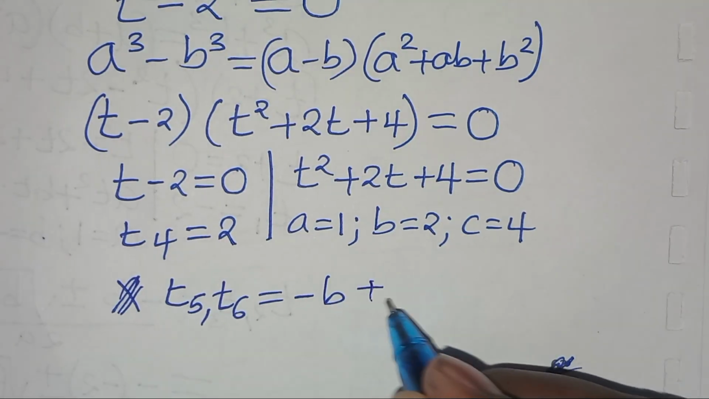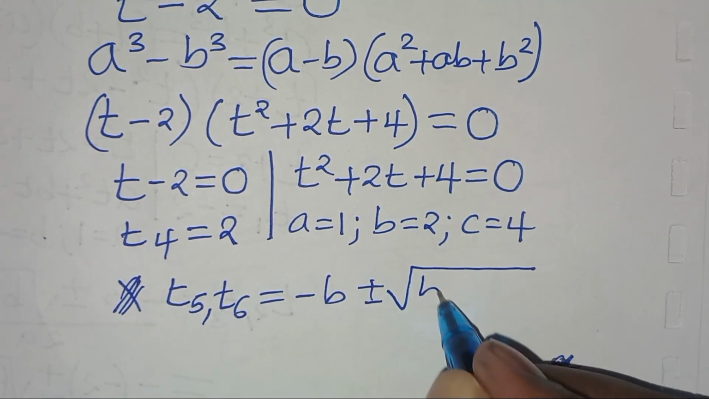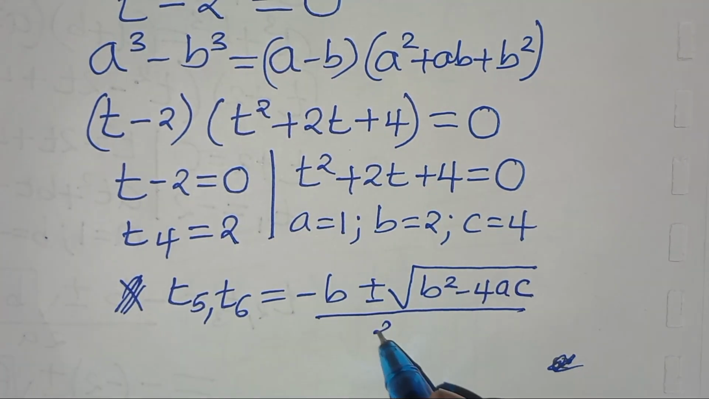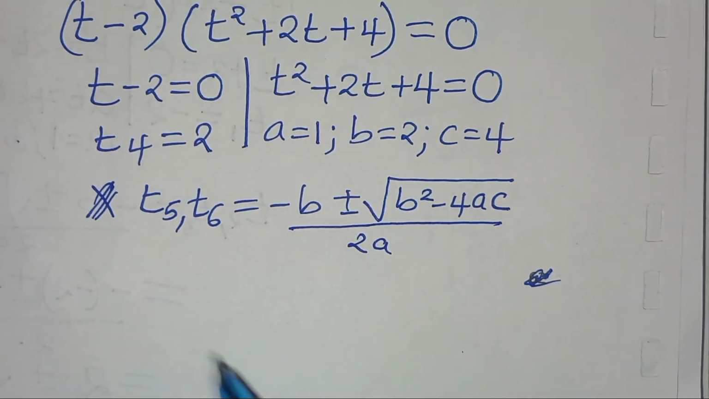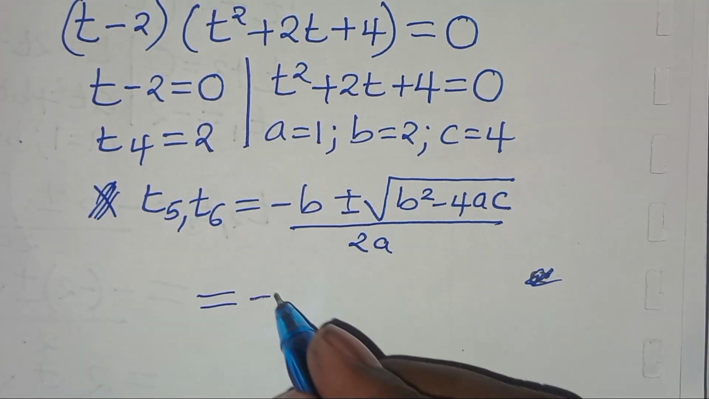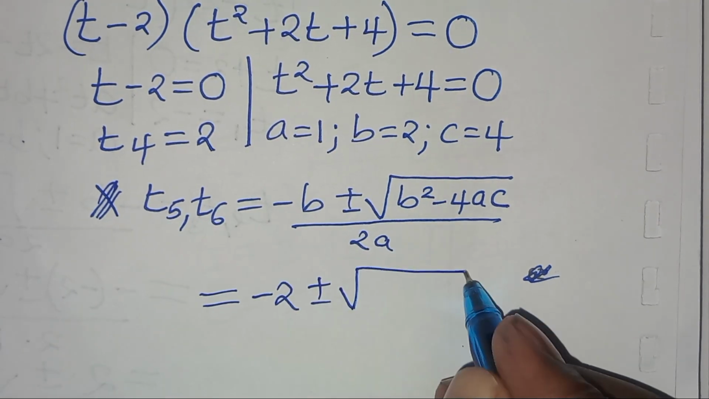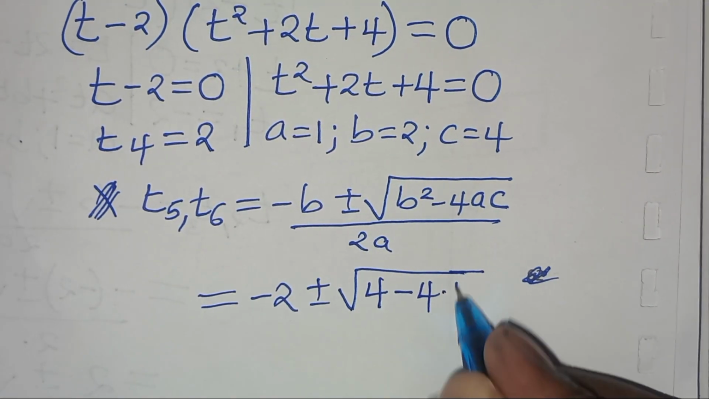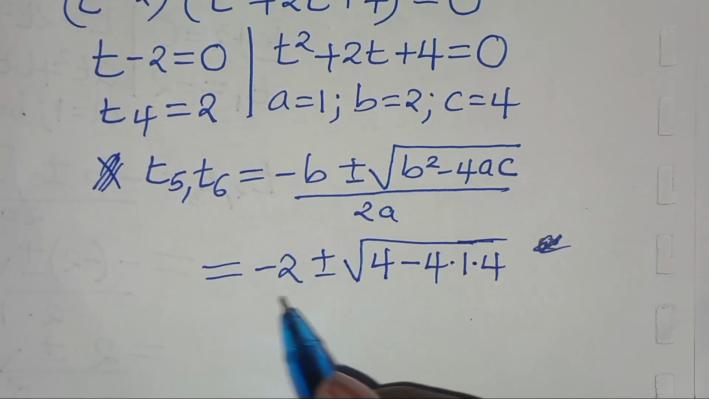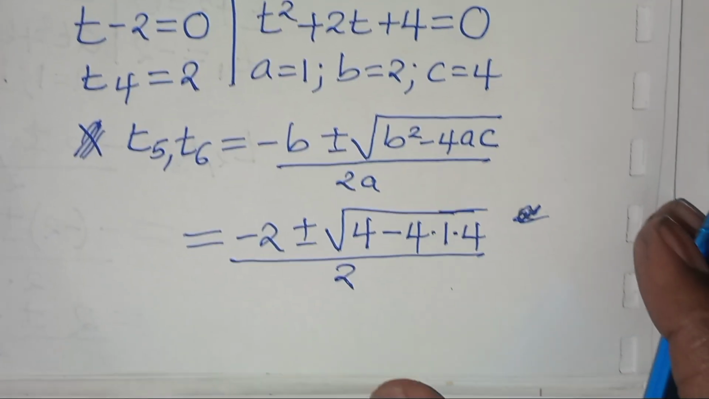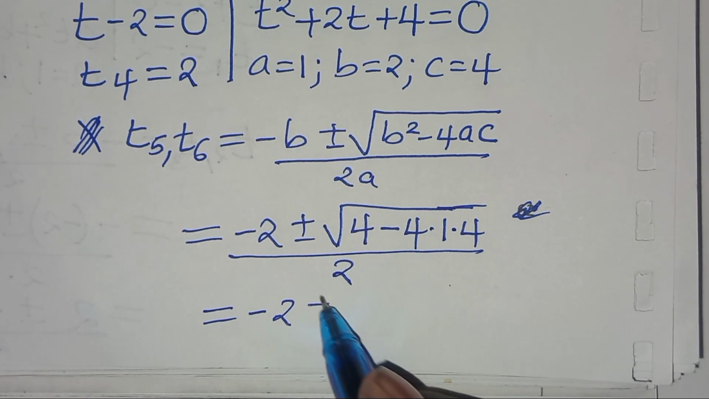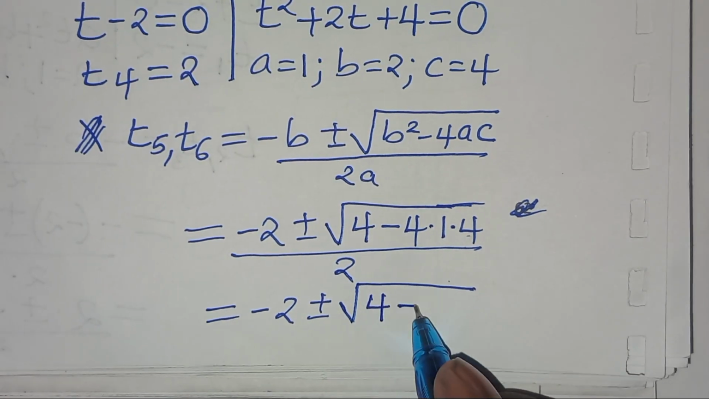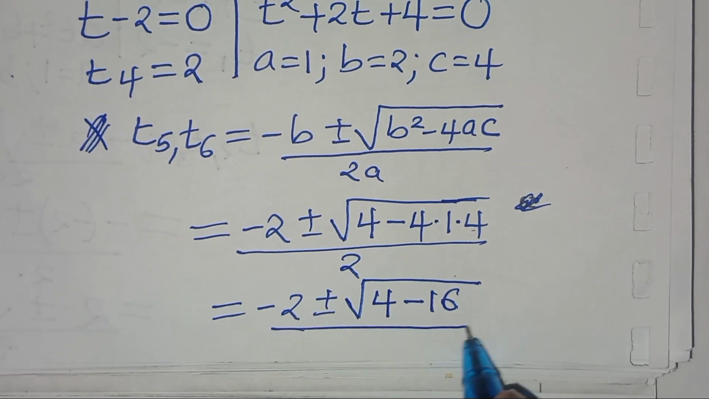minus b plus or minus the square root of b squared minus 4 times a times c, all this divided by 2 times a. So essentially here we have minus 2 plus or minus the square root of b squared, which is 2 squared, which is 4, subtract 4 times 1 times c, which is 4, all this divided by 2. So here we'll have minus 2 plus or minus the square root of 4 minus 4 times 4, which is 16, divided by 2.